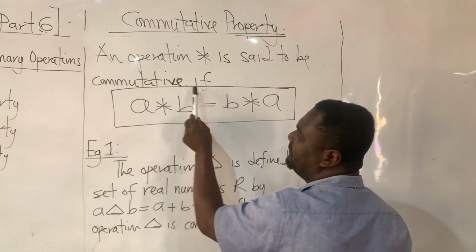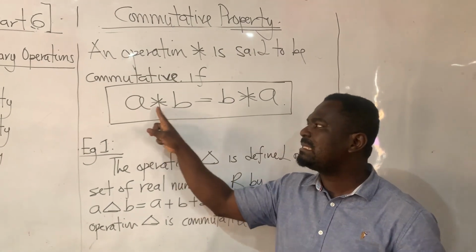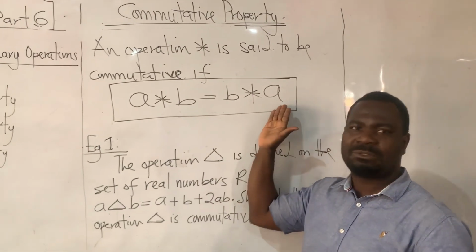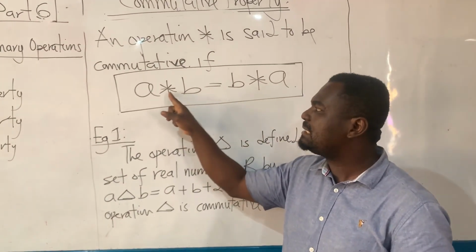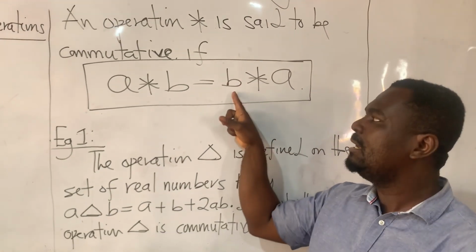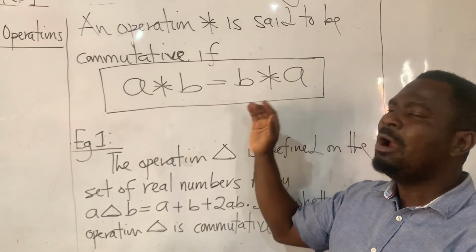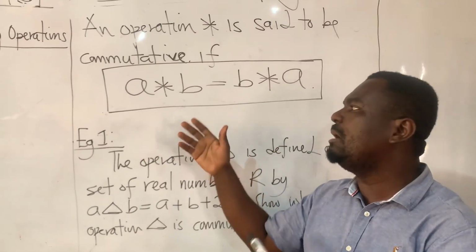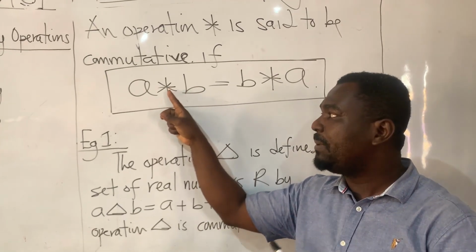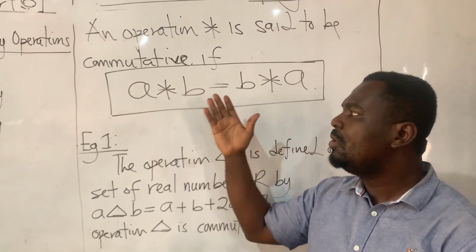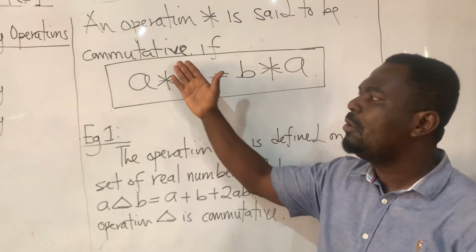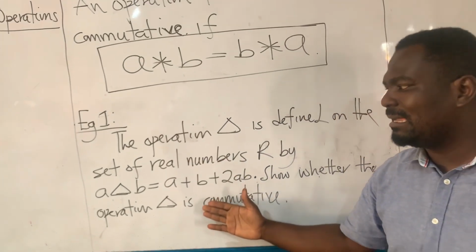said to be commutative on the condition that A star B should be equal to B star A. So what I've done here is A star B, I've turned it. Instead of writing A, I've put here B. So it's B star A. On this condition, we are saying that the operation you are dealing with is commutative.